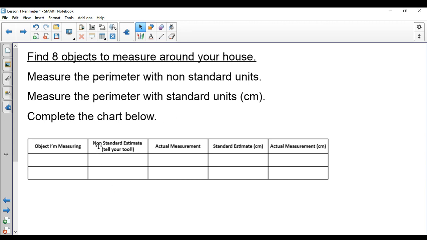And you're going to estimate first and tell what your tool is, what your unit is, and then you're going to actually measure it. And then you're going to use centimeters. I sent you home with a ruler, so you should have one available. Or if not, you have a measuring tape at home or something that you can use to measure centimeters. Estimate first and then actually measure.